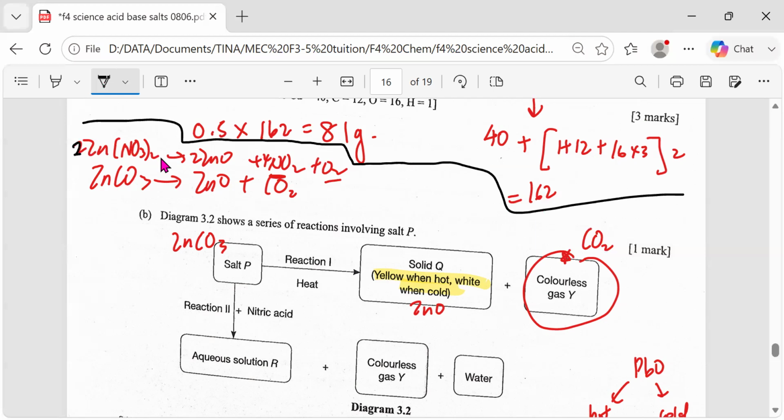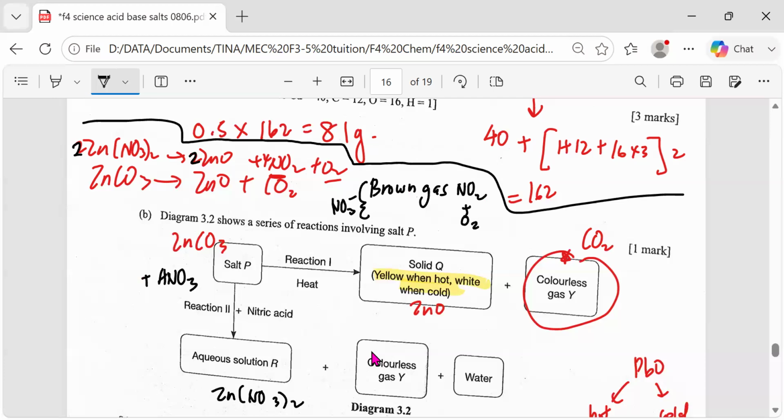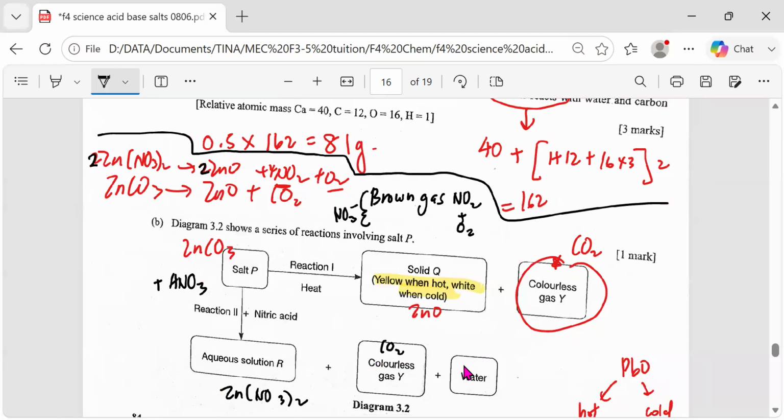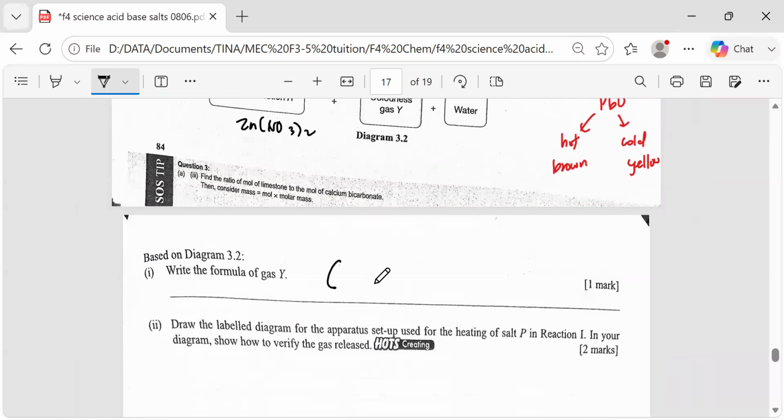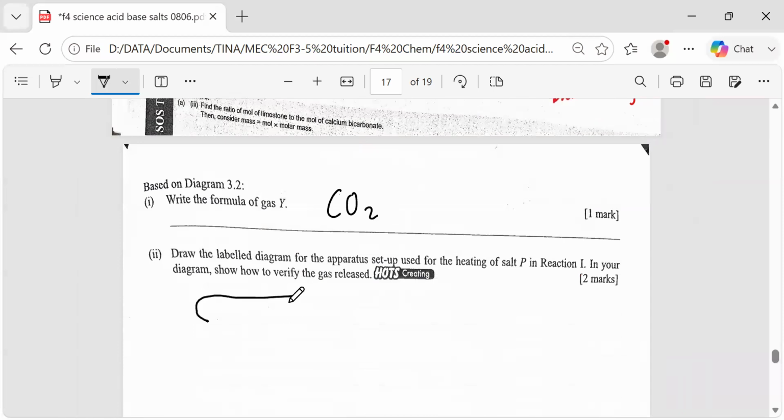So nitrate also gives off gas, but the gas has color. If it's brown gas, it's nitrogen dioxide. Nitrogen dioxide will be released together with oxygen, and that indicates a nitrate ion. If it's a carbonate, zinc carbonate plus nitric acid gives zinc nitrate, carbon dioxide and water. So what is the formula of gas Y? CO2. How do you test for gas Y? I think I told you this last week already.